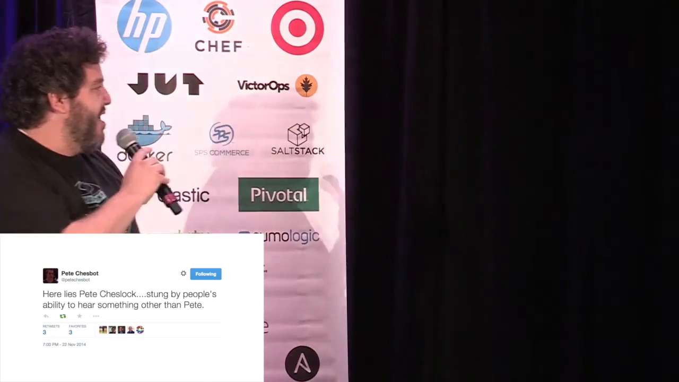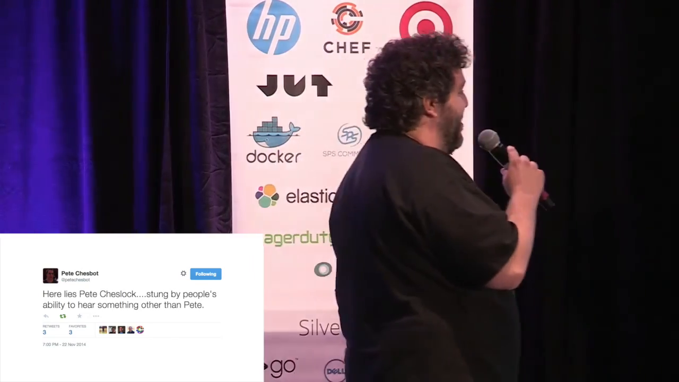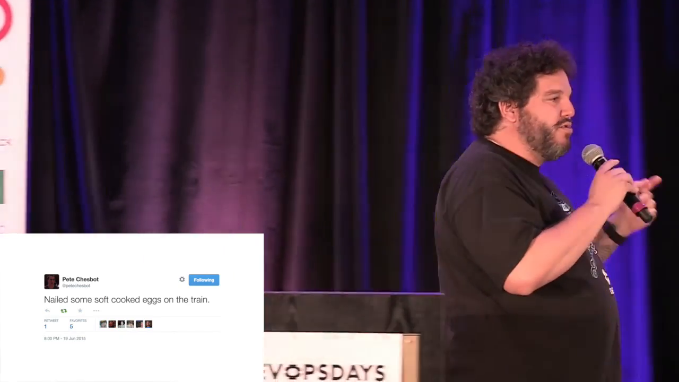So this one I love. It's "Here lies Pete Cheslock, stung by people's ability to hear something other than Pete." The thing you have to understand, because I didn't get to introduce it, is this bot takes the things that Pete has said and turns them into something arguably more understandably incoherent than Pete himself. I don't know what these are. Pete chose these for me from what the Pete Chesbot does. I like this one.